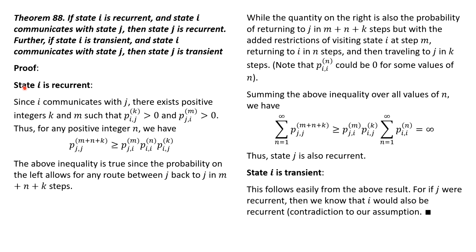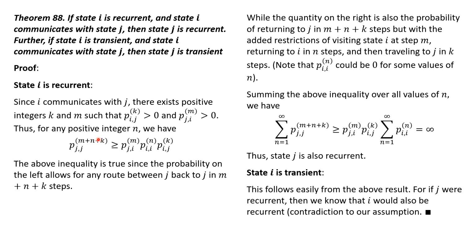So we have two cases. Take the case where i is recurrent. Since i communicates with j, we know that there are integers k and m such that we can transition from i to j in k steps with probability greater than 0, and we can get back from j to i in m steps with probability greater than 0. Thus, for any positive integer n, we have this inequality here. The expression on the left allows for any route between j and j in m plus n plus k steps.